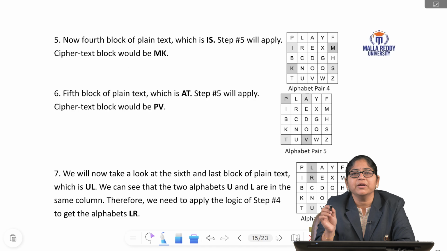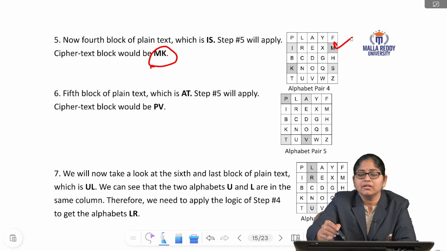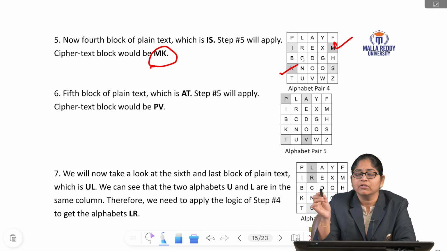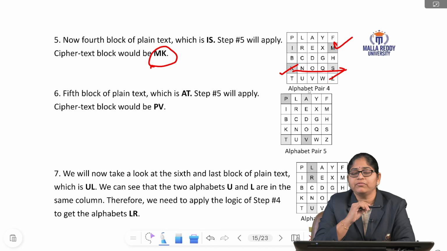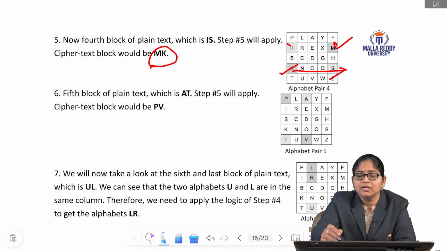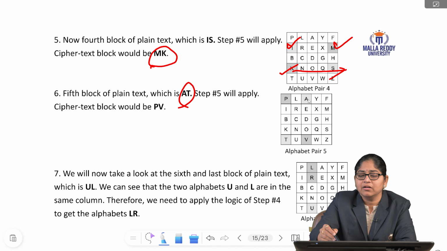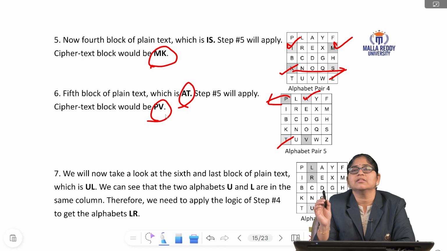Now we will see the next pair, which is MK. So M is located here and K is located here. So we need to take the exact opposite letters. So for M, I is the ciphertext, and for K, S is the ciphertext. So like this, the process we need to continue. Suppose for the next pair, which is AT, A is located here and T is here. So we need to consider PV as the ciphertext.